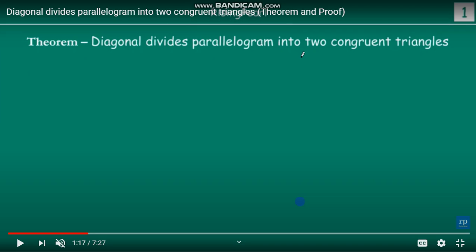Today we will discuss the properties of a parallelogram. Students, we know that a parallelogram is a type of quadrilateral. So what are the basic properties we have already discussed in previous classes? A parallelogram has four vertices and four sides, and the opposite pair of angles are equal in a parallelogram.